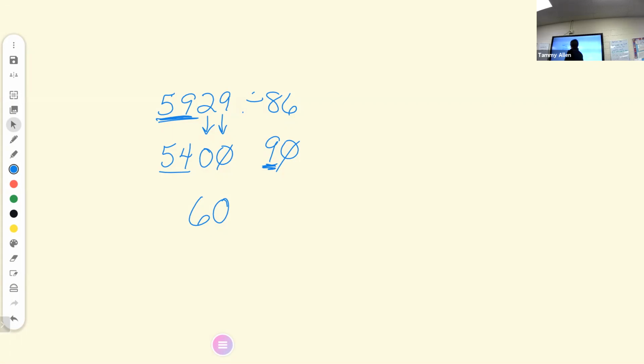All right. How about 2,397 divided by 82? What are we going to do with that 82? Make it what? Everybody? 80. 80 is easy to work with. What multiple of 8 is close to 23? 24. Everybody should have been able to say 24.